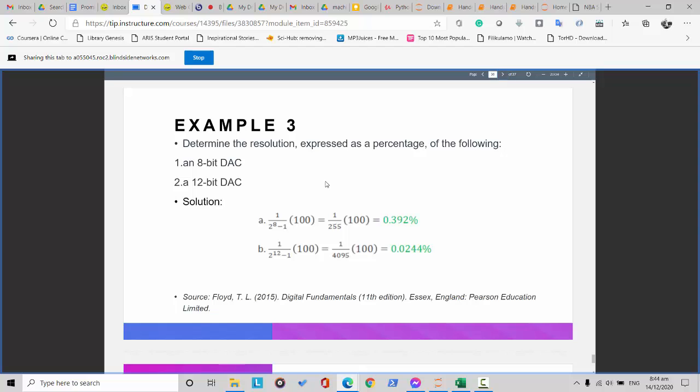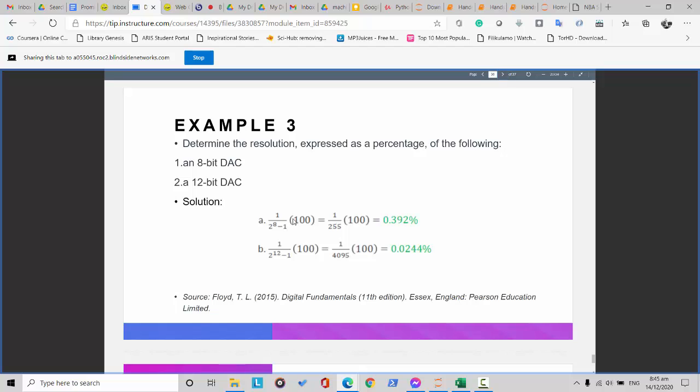I think this is the last example that you will see. We are asked to determine the resolution and express it as a percentage for the following examples. So we have here an 8-bit DAC and a 12-bit DAC. How do we compute for that? We compute using the formula 1 over 2 raised to n minus 1 multiplied by 100. So we will obtain a percentage value.